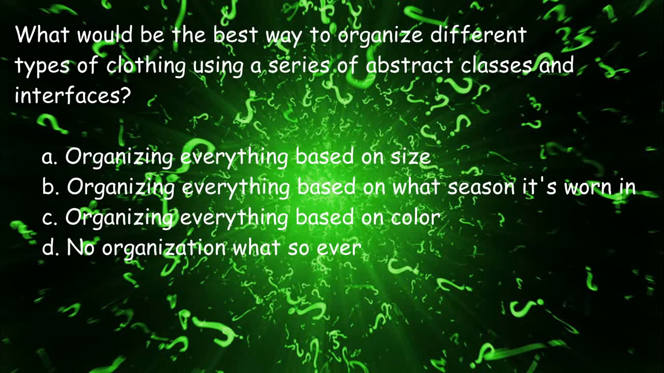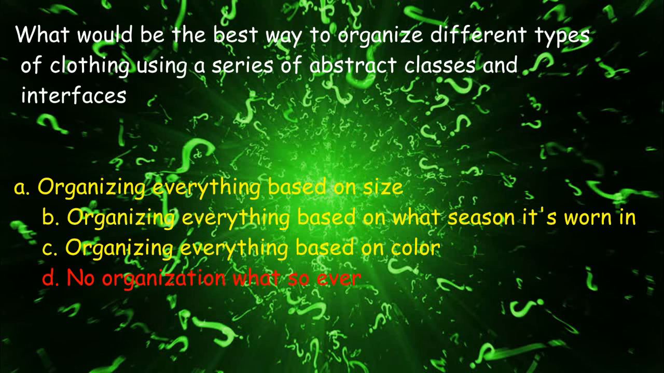A. Organizing everything by size. B. Organizing everything by what season it would be most often worn in. C. Organizing everything by color. Or D. No organization whatsoever. The best part about abstract classes is there's no certain way you must organize your classes, although you should use them when you can to avoid messy and unorganized code.